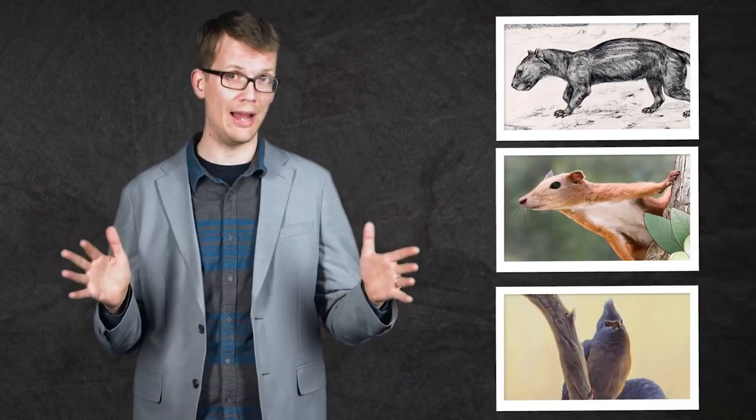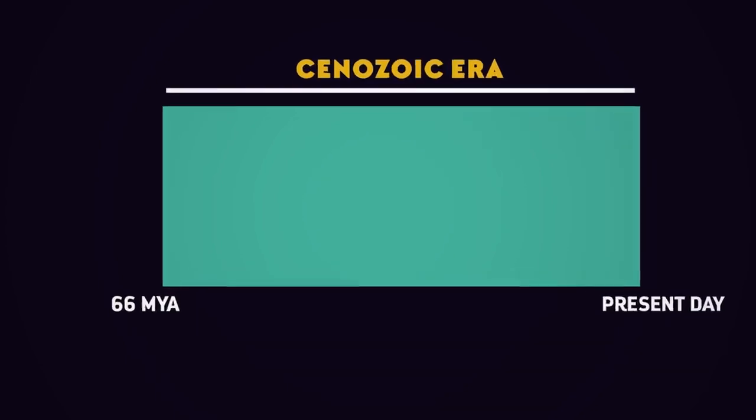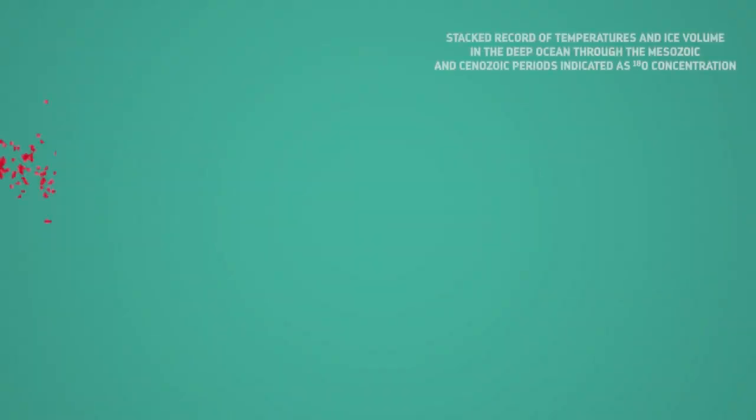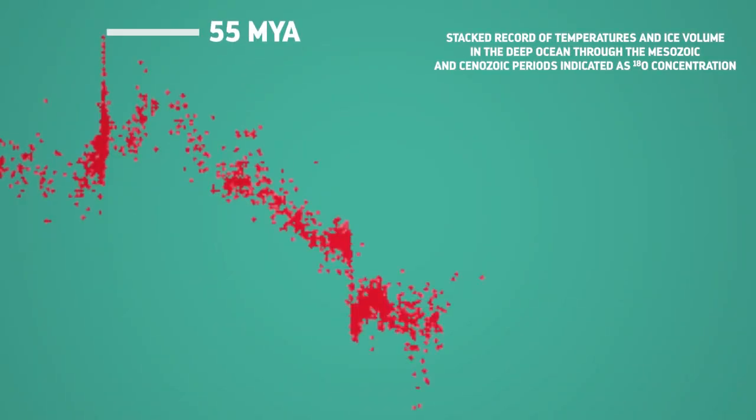So by the middle of the Paleocene epoch, animal life was on the rebound. And then it started to get really warm. Around 55 million years ago, the average temperature on land went up by 5 to 8 degrees Celsius in less than 20,000 years.